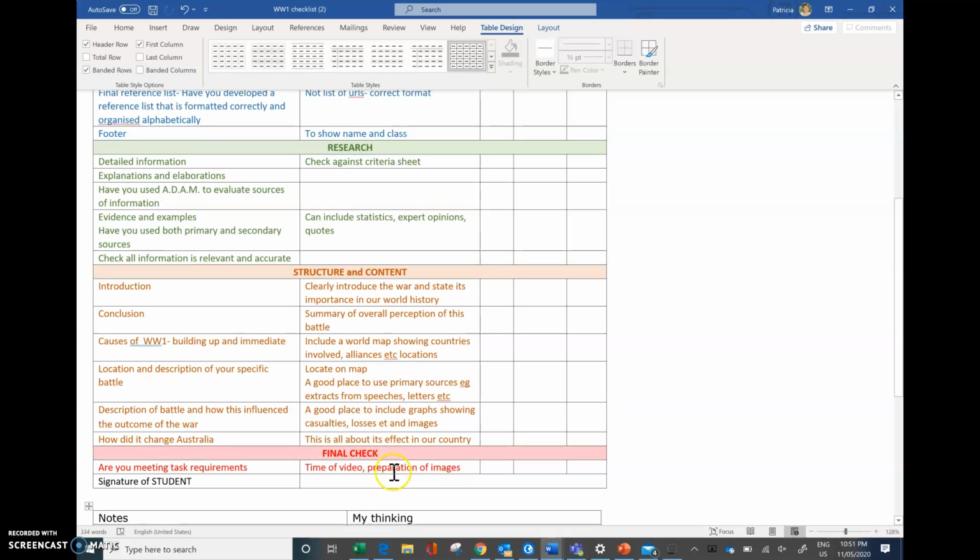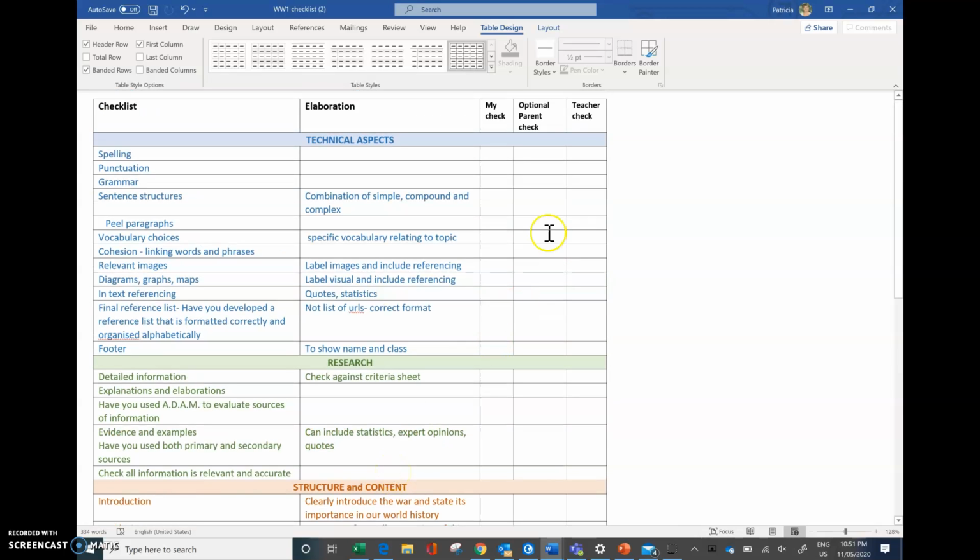And you would sign this form. Ideally, you might have an optional parent check if your parents are not too busy or stressed. Teacher check, or you might have a student check. Now, you guys are going to be working pretty independently because I'm actually going to teach a Year 11 class as well during your lesson. I'm actually probably going to go into Teams.